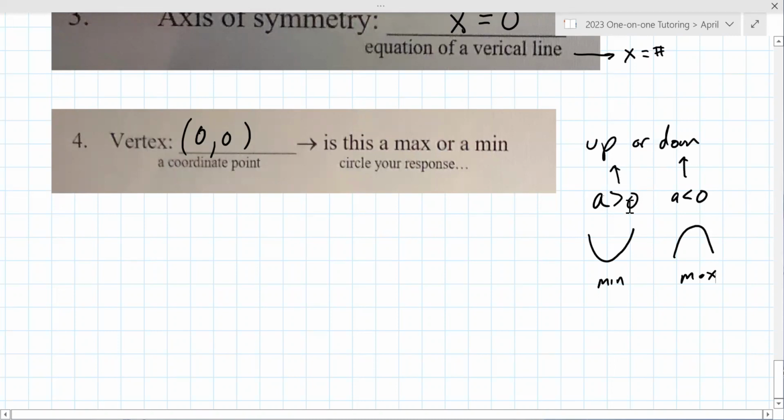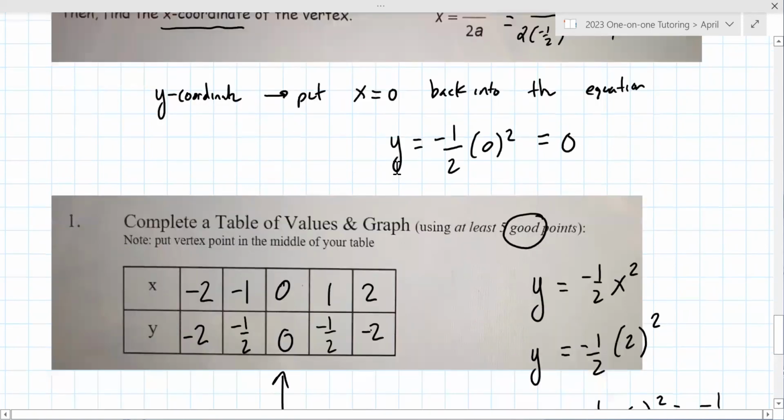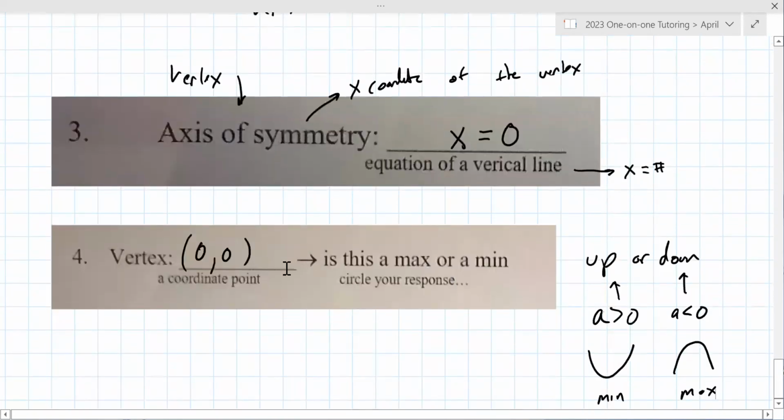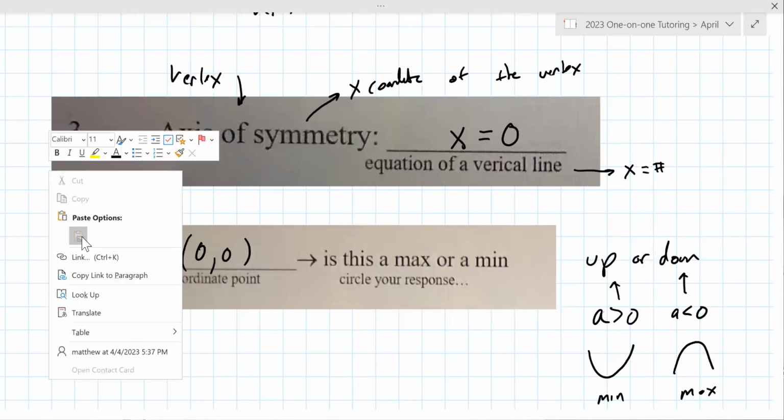So what do you say here? Does this one have a min or a max? What's the a value? This one, a is -1/2. Another thing you could do is wait to answer this until you actually have the graph, because that will also tell you. So let's go ahead and graph this, then maybe come back and answer these questions.